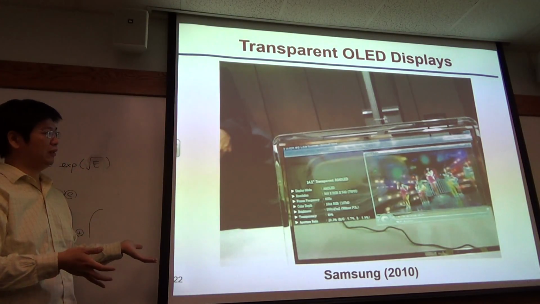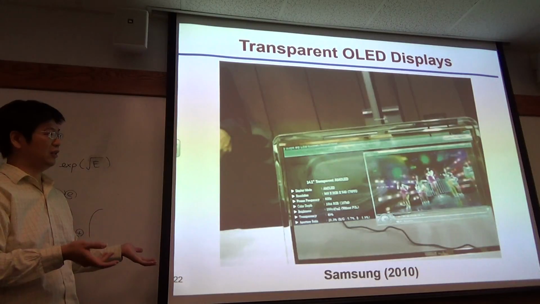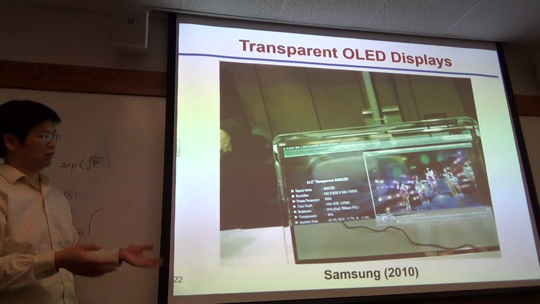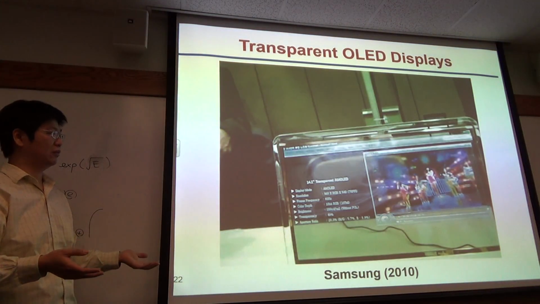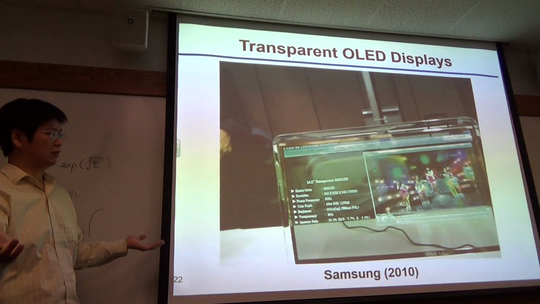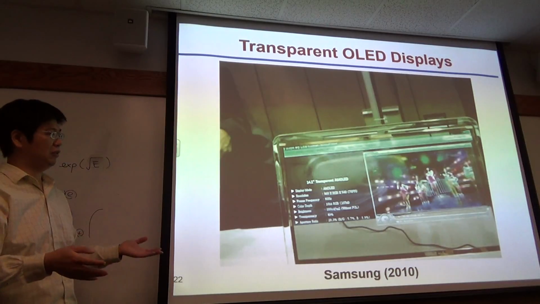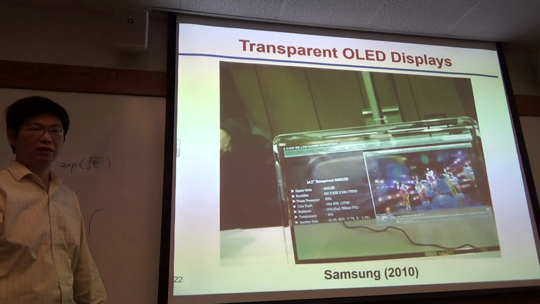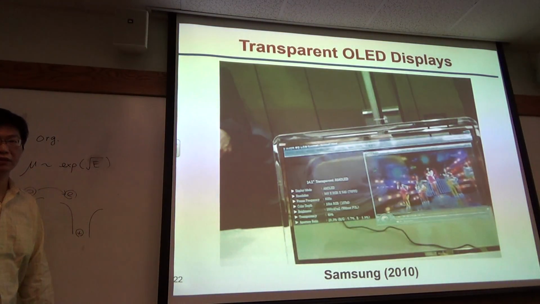For the novel display here, I just want to say you can engineer the electrodes, so it looks like a window, looks like a mirror, something like that, and you can see from different sides.